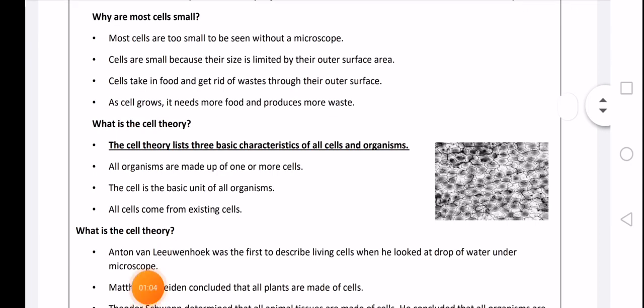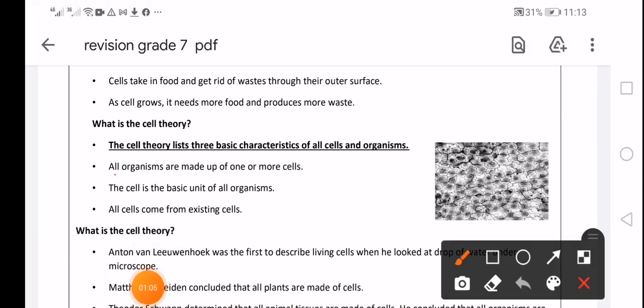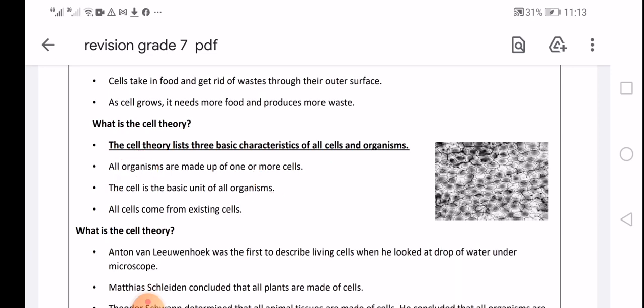What's the cell theory? All organisms are made up of one or more cells. The cell is the basic unit of all organisms. All cells come from existing cells.